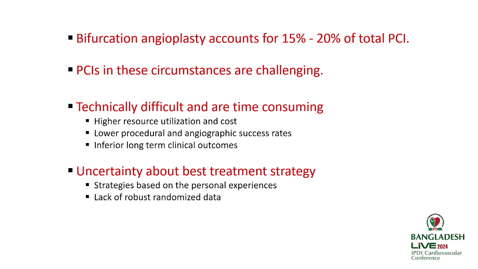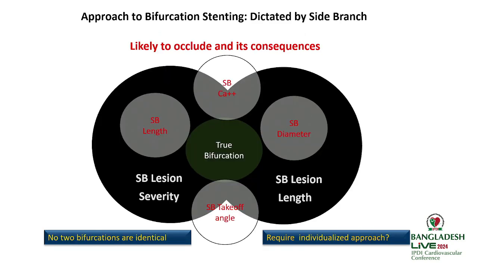Bifurcation angioplasty accounts for about 15 to 20% of the total PCI. Bifurcation PCI in these circumstances is very challenging, technically difficult, and very time consuming. There is uncertainty about the best treatment strategy. As our previous speaker showed, strategy should be based on personal experience, and there is a lack of robust clinical data. Bifurcation strategy is dictated by the side branch, mainly due to side branch calcium, side branch length, side branch diameter, and side branch takeoff angle. No two bifurcations are identical; they require an individual approach.